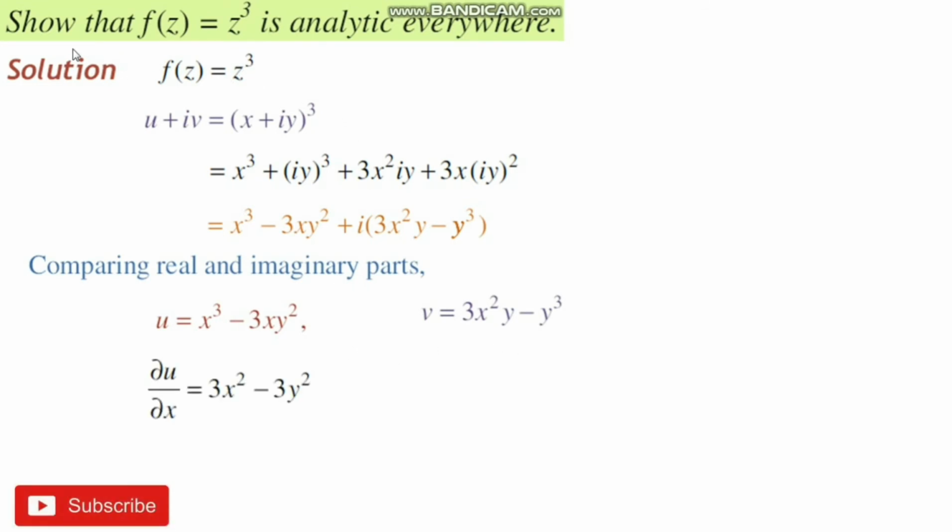To show this function analytic everywhere, we need to consider the first order partial derivatives of the real part and the imaginary part of the function. We have the Cauchy-Riemann conditions: dou u by dou x equals dou v by dou y, and dou u by dou y equals negative dou v by dou x. When these two conditions are verified, then this function is analytic everywhere.